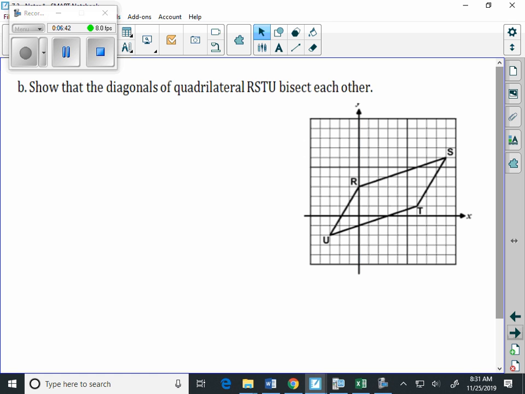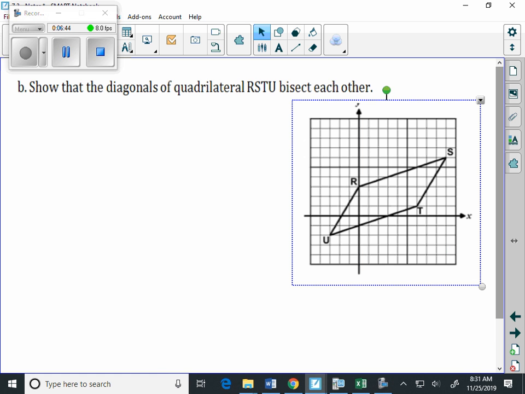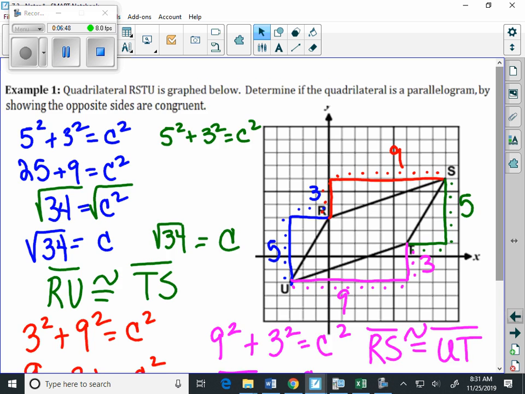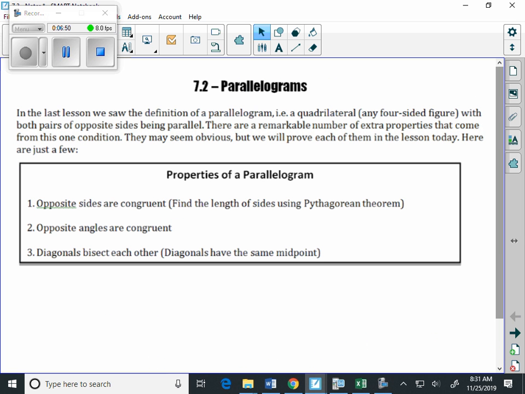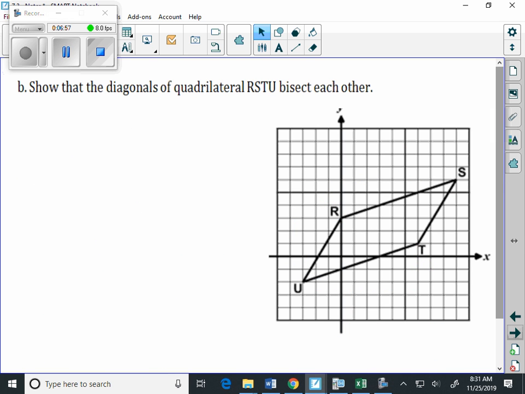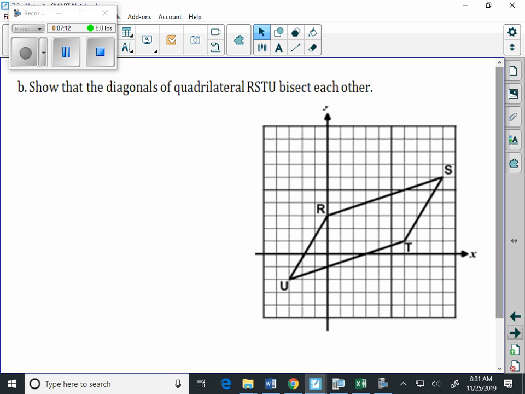Same picture. Now we want to show that the diagonals bisect each other. And again, if we look back up at our chart, when we're showing the diagonals bisect each other, we're finding the midpoint. And when we talked about the midpoint, we did these problems with a formula, but then we came up with an alternate way, because how many formulas are you really going to remember in April? Not as many, probably, as we would like.